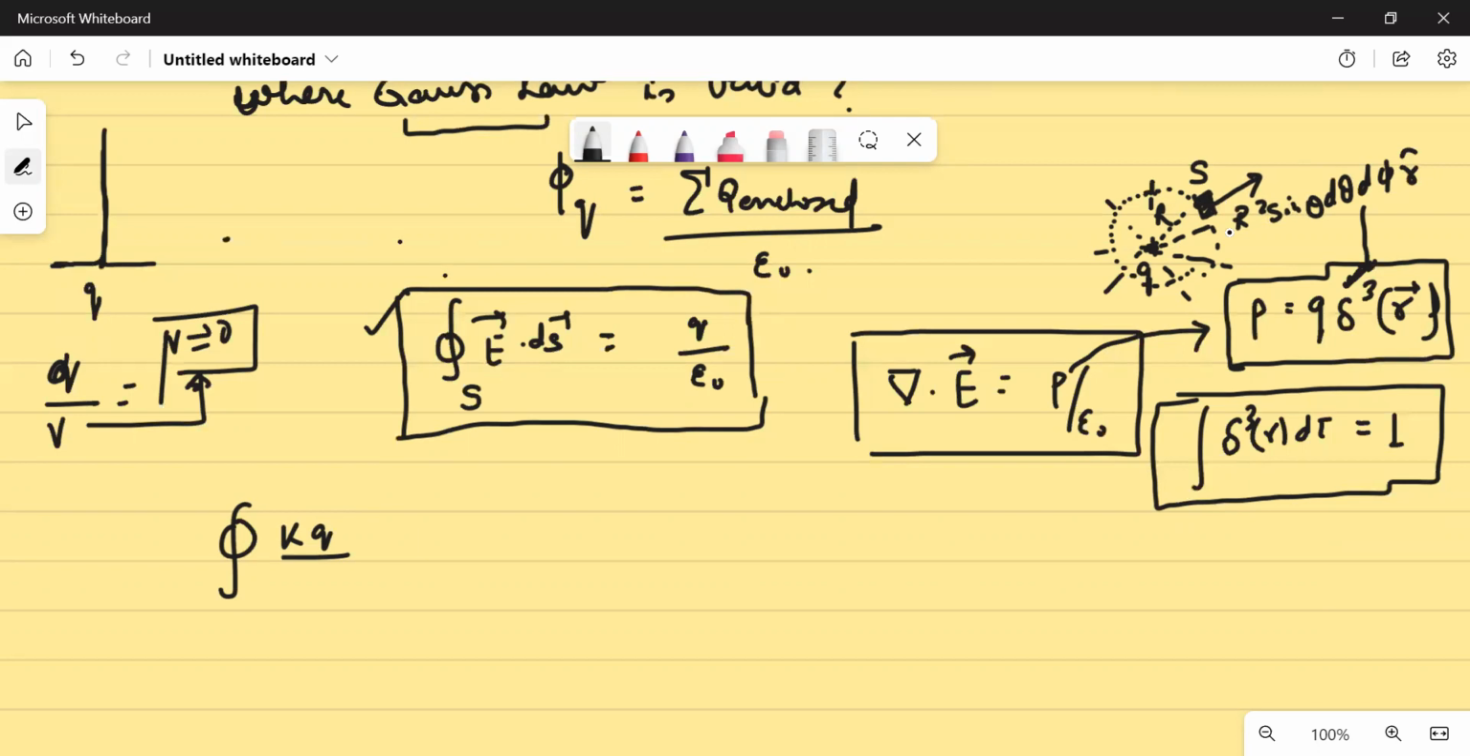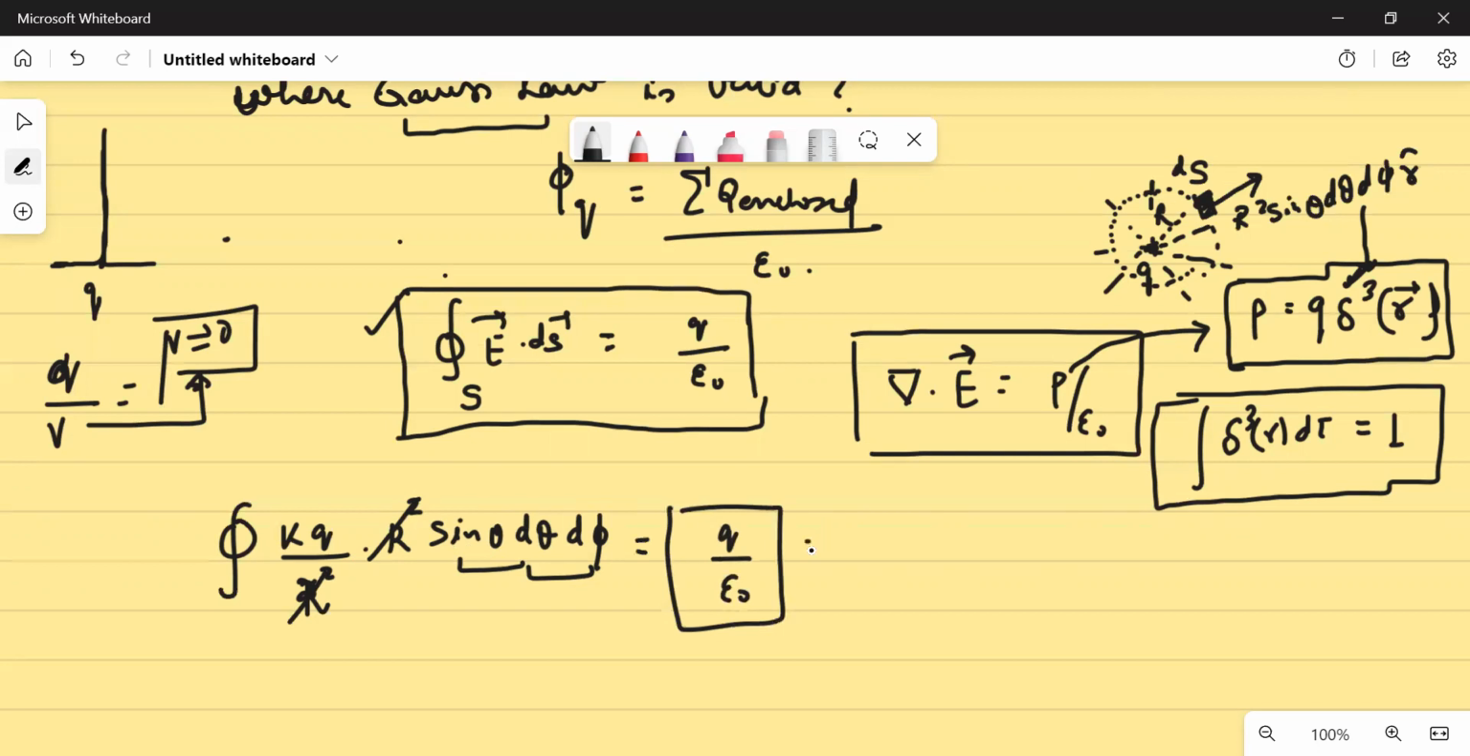So on the surface, you can write your differential element dS as R square sine theta d theta d phi r cap. So kQ upon R square, and here you have capital R square into R square sine theta d theta d phi. While you integrate it, you will get what? Sine theta d theta d phi would give you 4 pi, and this k would give you 1 upon 4 pi epsilon naught. So in totality, you'll get Q upon epsilon. So what it is giving you is the net charge enclosed divided by epsilon.